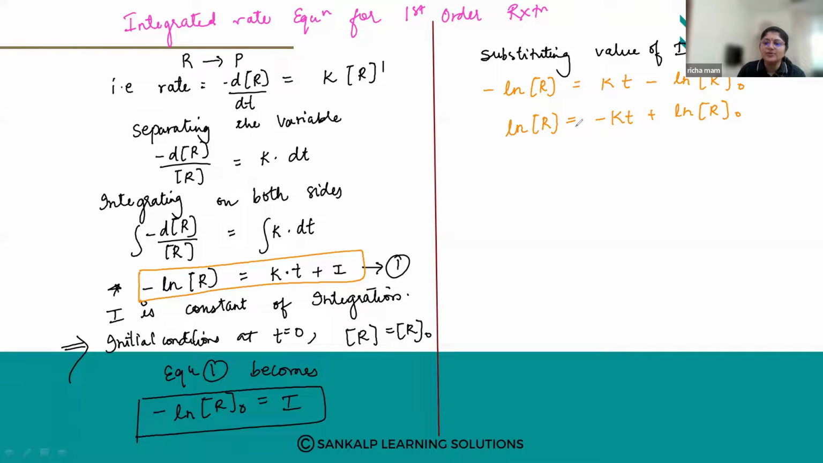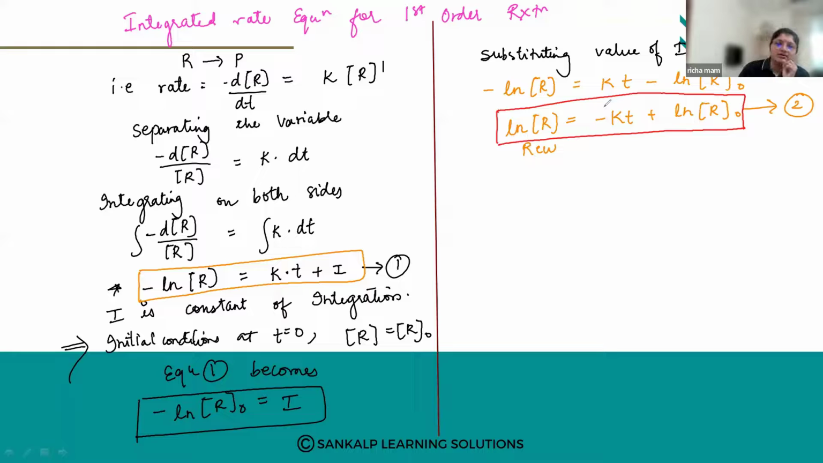Now we are going to rewrite this. So this is your equation number 2. Please highlight it in the exams, not with a highlighter, but with your pencil. In the exams, you are only supposed to use a blue pen and pencil. Don't use a black pen, green pen, anything. So using a pencil, you can put a box. So ln of r is equal to minus kt plus ln of r naught. This is your equation 2.